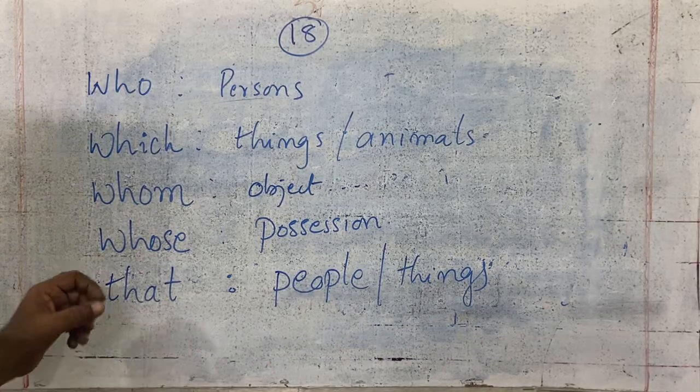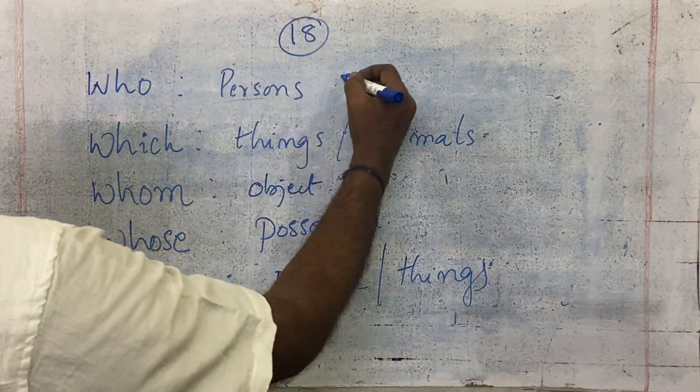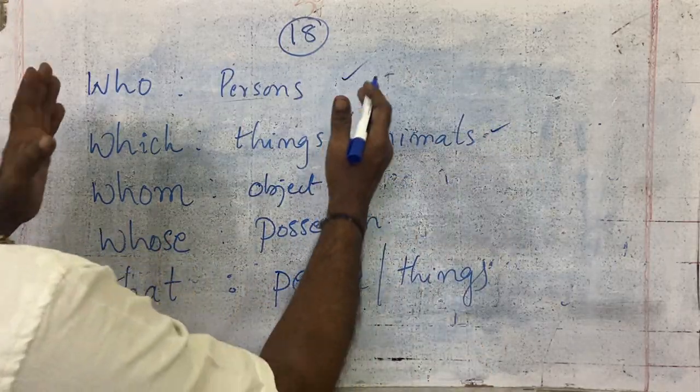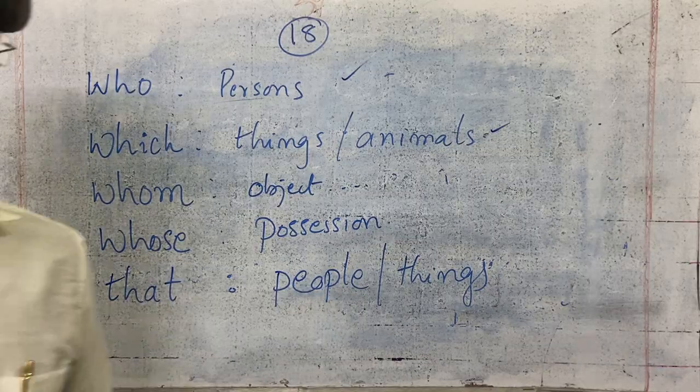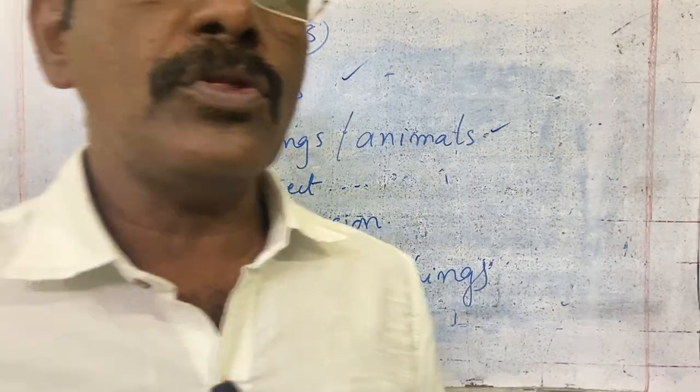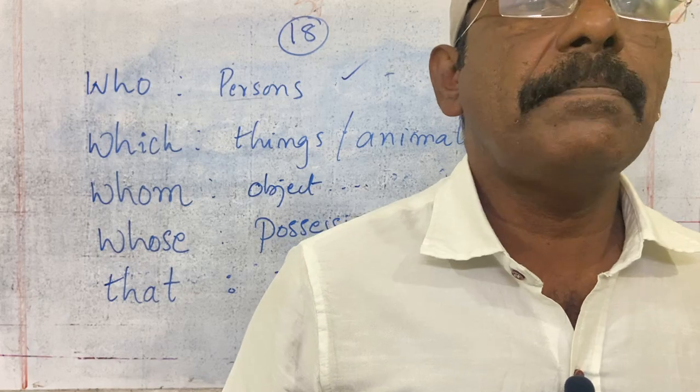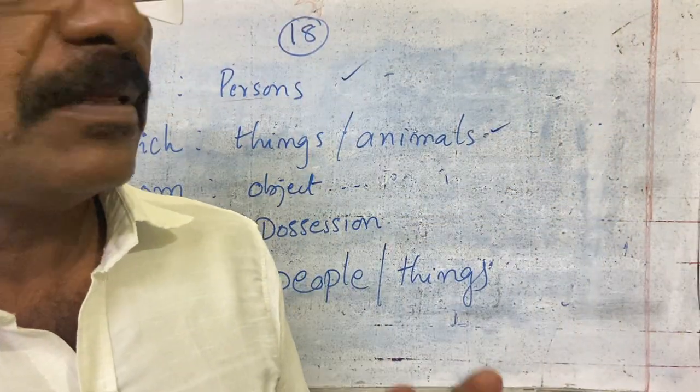Now we want to verify the models according to this: who, which, like that. You know already, we are verifying most of the models from the public papers itself. So please confirm that.